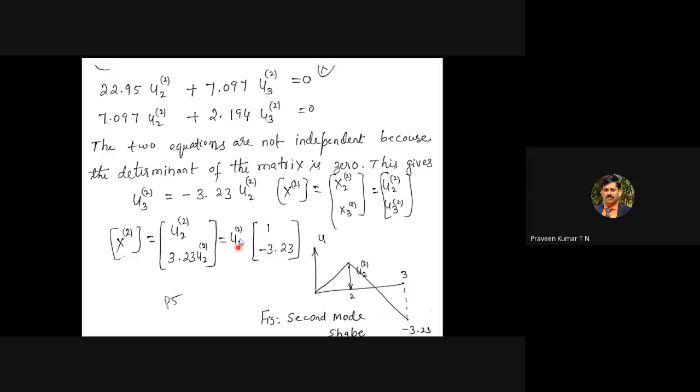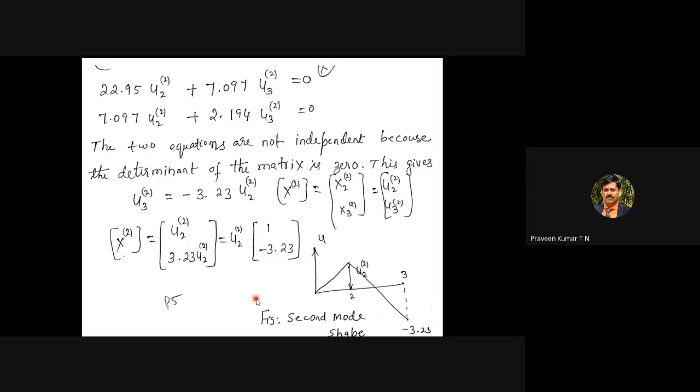So understanding this vector, this is a modal vector. For longitudinal vibration of the bar, when node 2 is moved by 1 mm in the forward direction, node 3 is moved by minus 3.23 mm in the reverse direction, or the negative direction. Suppose node 2 is moved by 10 mm, then node 3 is moved by 32.3 mm, not in the forward direction, but in the reverse direction. Those things you can observe.